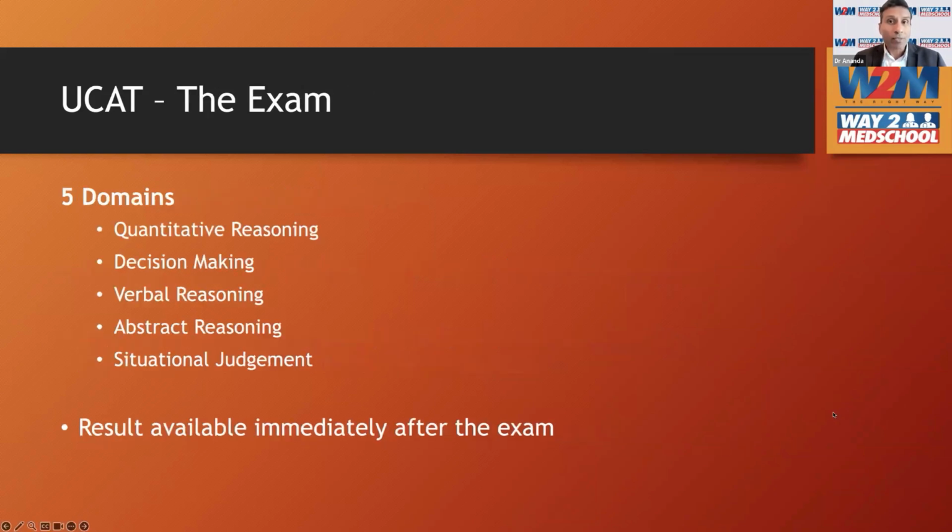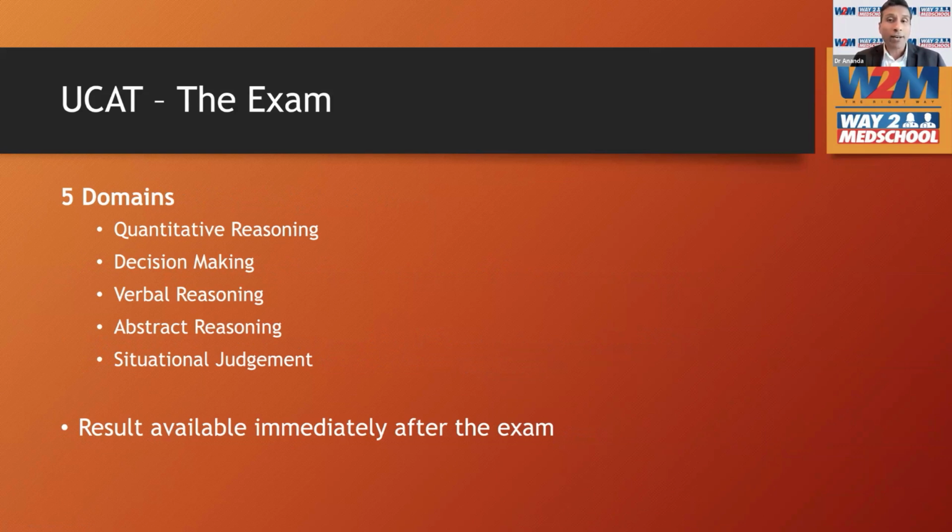So there are 5 domains. We also call them subsets. Quantitative reasoning has to do with a lot of calculations and you need to use your calculator. They will give you a simple calculator attached to the system, not your own calculator. Decision making is where there will be a situation and you need to make a decision on the solution.